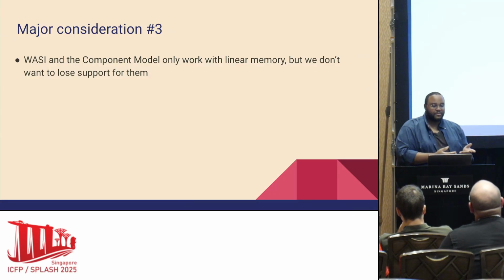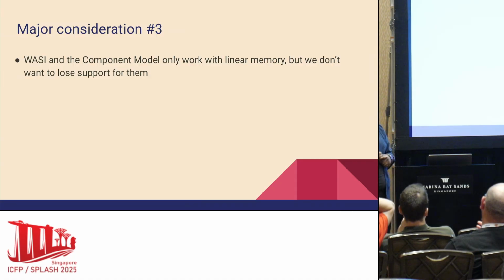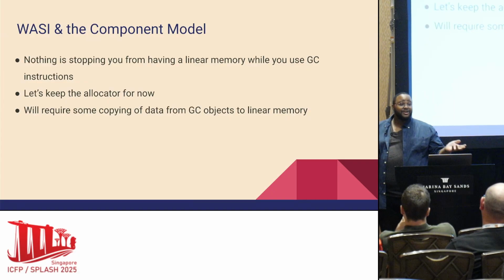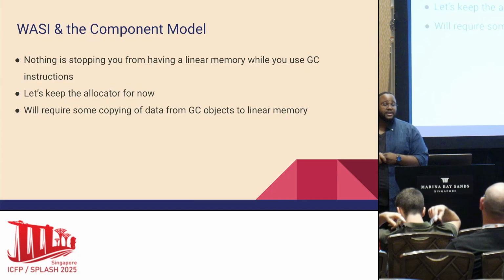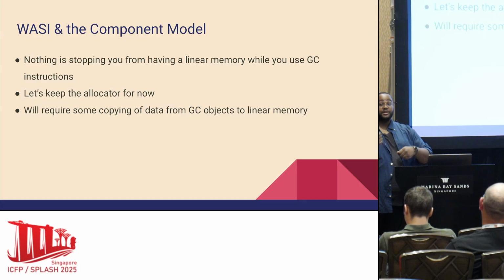All right. Major consideration number 3 is that WASI and the component model, as we heard earlier, only work with linear memory. But we don't want to lose support for them in Grain because people seem to like that quite a bit. But the fun thing there is that nothing's stopping you from using that linear memory anyway while you have GC instructions. So you can just copy into linear memory when you have to talk to WASI, or in the case of the component model, copy into linear memory to conform to the canonical ABI.